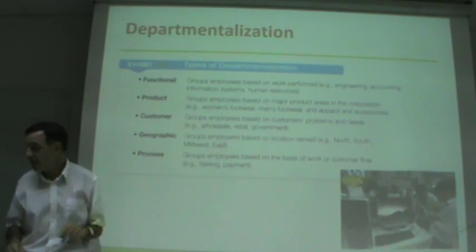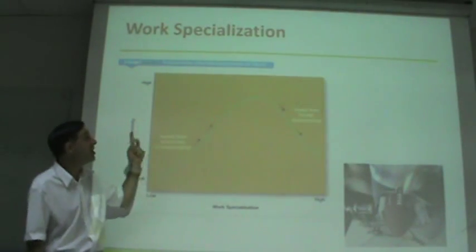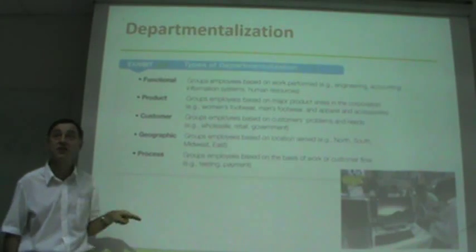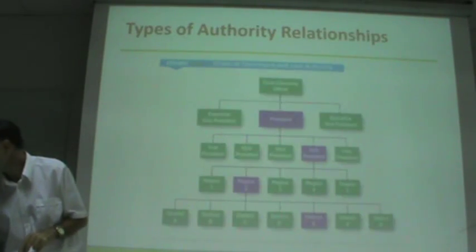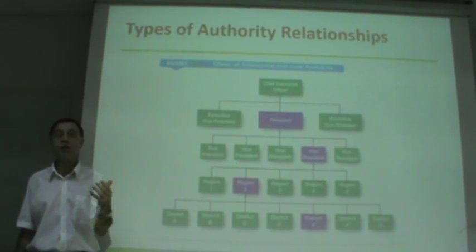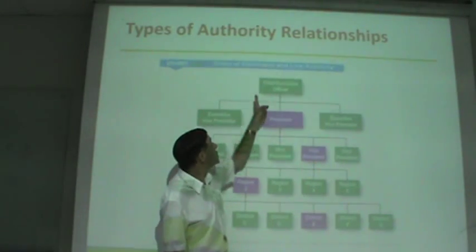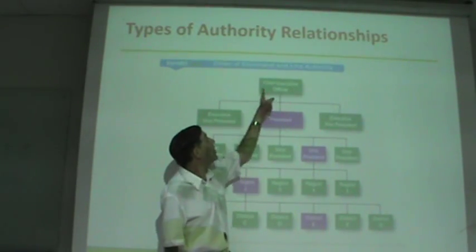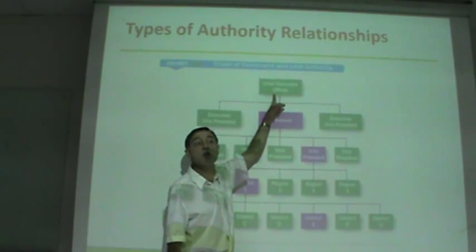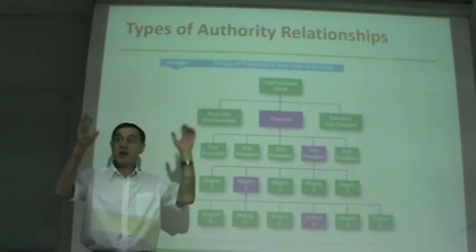All right, so that was, if I remember, number two, right? Number one is work specialization. Number two is departmentalization, and I have five different departmentalizations. Number three is types of authority. And authority basically means that you have a president responsible to the chief executive officer, known in English as the CEO. CEO is the big boss.